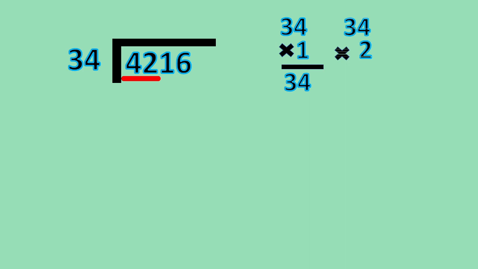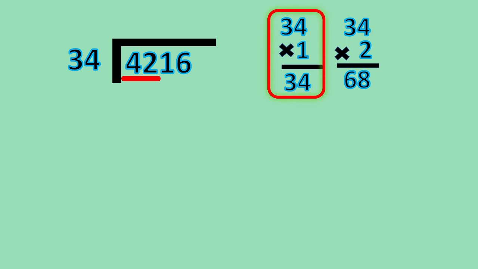How many 34 will it take to 42? Or we need to take the number that is closest to 42 without going over. First, let's try 34 times 1 is equal to 34. Let's try 34 times 2 is equal to 68. Pretty close, but we went over. So, we will use 34 times 1 is equal to 34.